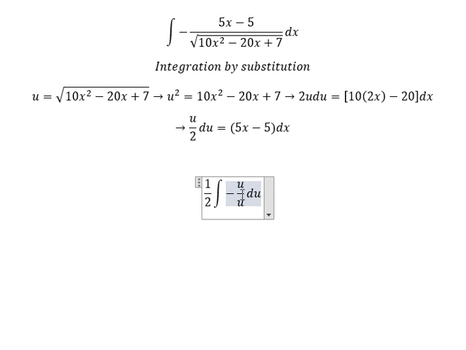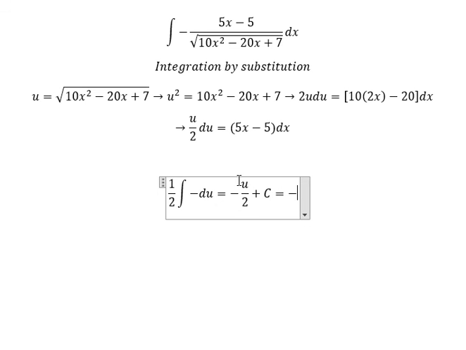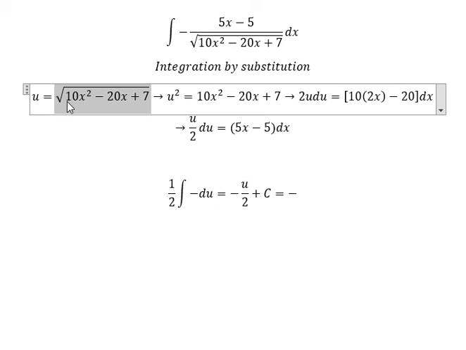So u divided by u, we have number 1. And we have negative u over 2. And I will put c, because the integration of u, we have u. Now, u is this one.